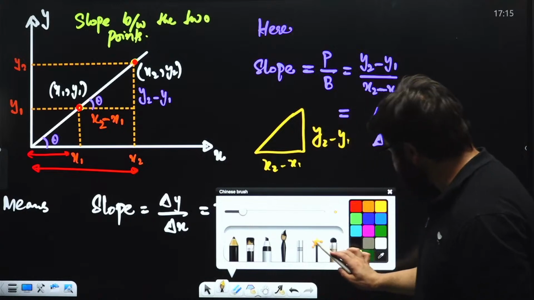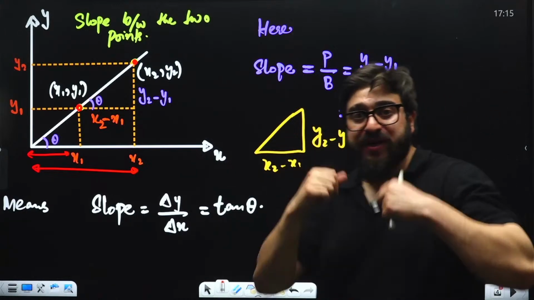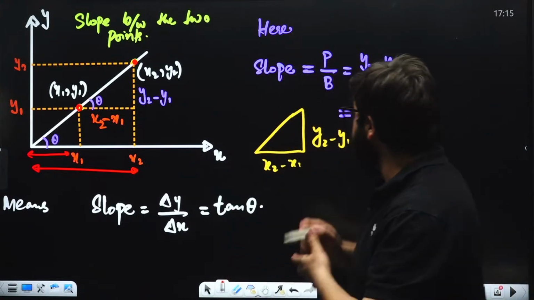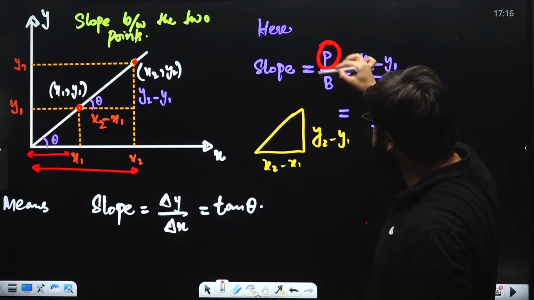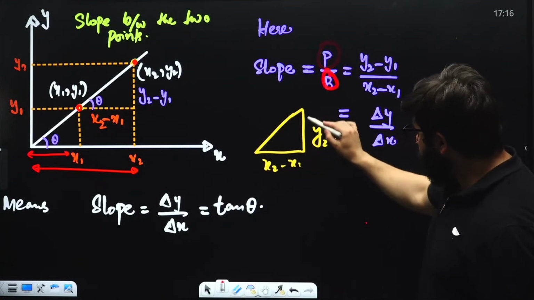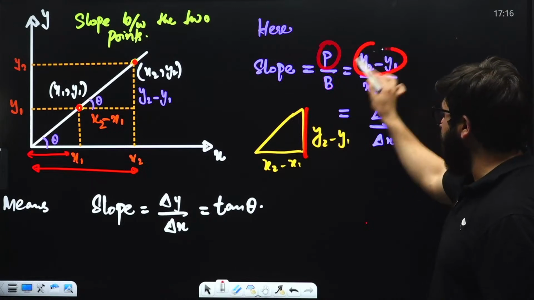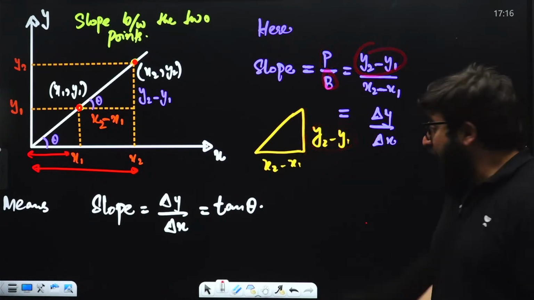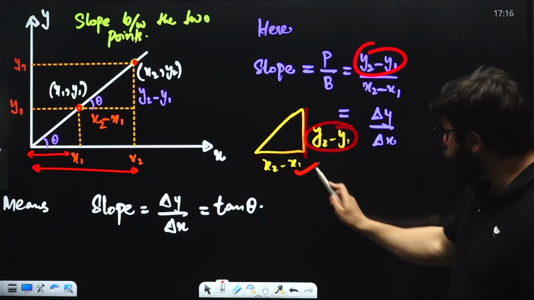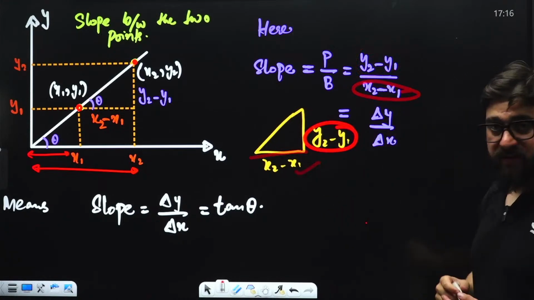Now, if somebody asks you, between the 2 points, how much is the slope over here? You say, sir, slope is perpendicular by base. Perpendicular in this case is y2 minus y1. That is y2 minus y1. And base in this case is x2 minus x1. That is x2 minus x1.